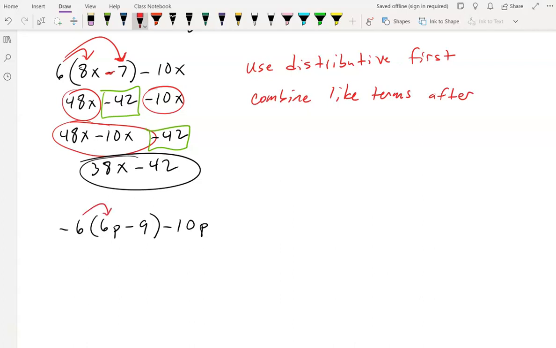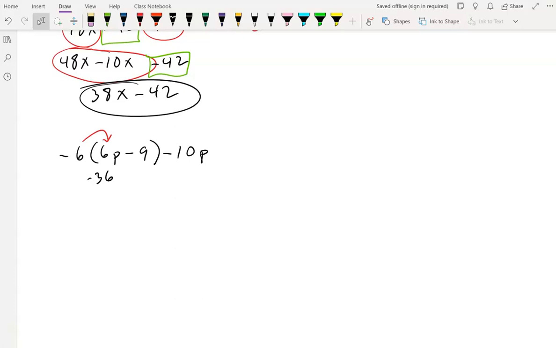Negative 6 times positive 6 is negative 36. And don't forget the p, negative 36p. And then negative 6 multiplied by negative 9. Negative times negative is positive 54. We've taken care of the parentheses there. We've distributed that. Now we just bring the negative 10p down.